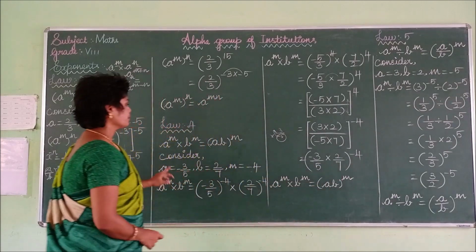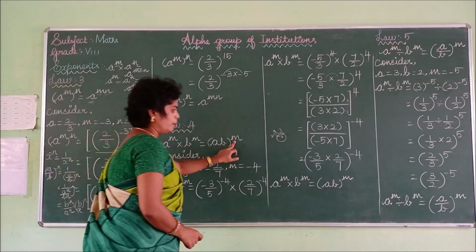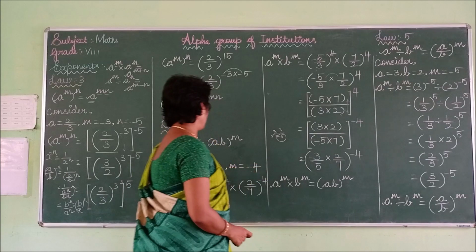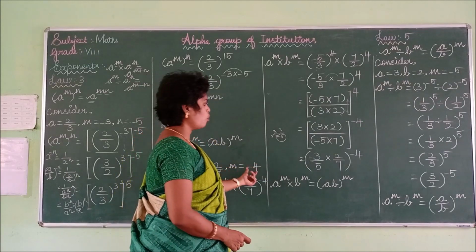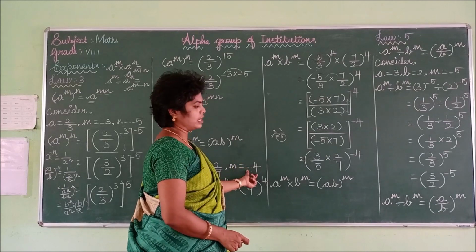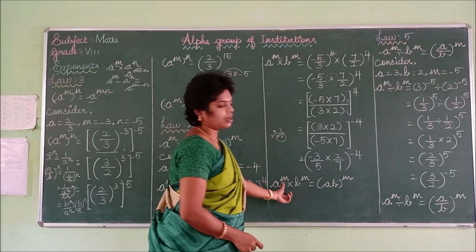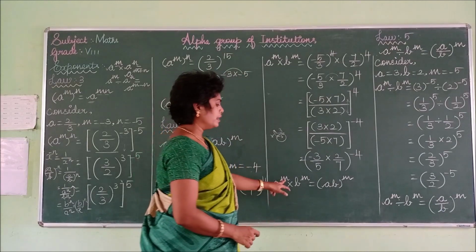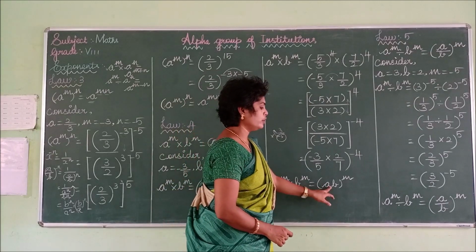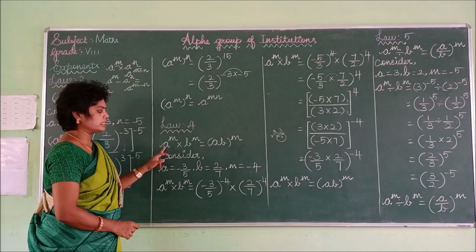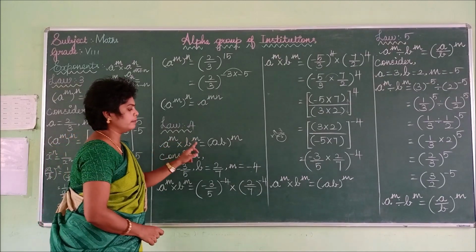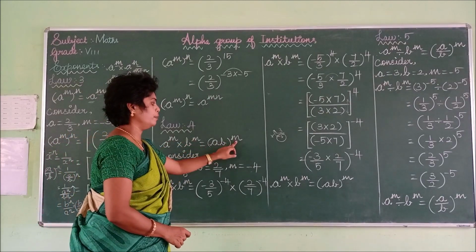Now check. (AB) whole power m. What is the A value? Our A value is minus 3 by 5 and the B value is 2 by 7. Whole power m means whole power minus 4. So as our law proved, A power m into B power m is equal to (AB) the whole power m. So listen once again, our fourth law is A power m into B power m, which is equal to (AB) the whole power m.